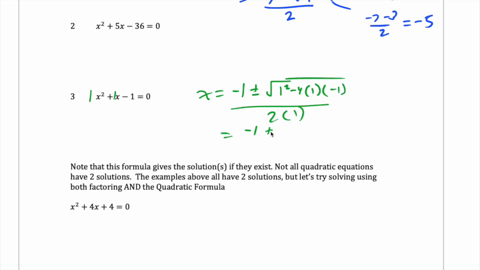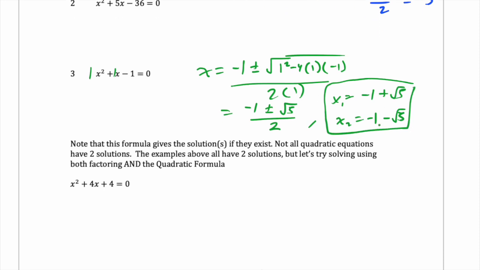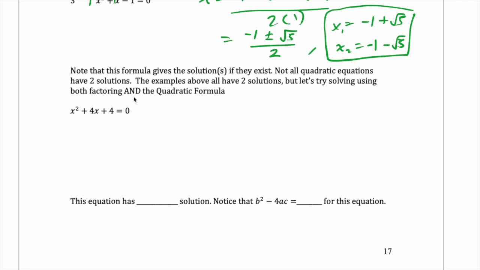So it's negative 1 plus or minus, this is 1 plus 4 is 5, over 2. And you cannot really simplify that. Your answers are negative 1 plus root 5 and negative 1 minus root 5, over 2. And of course, if you want a decimal, you can just type that into your calculator and get the decimals. So we've got 2 solutions from that one. Let's check out this one.